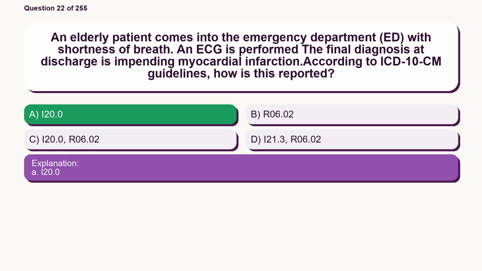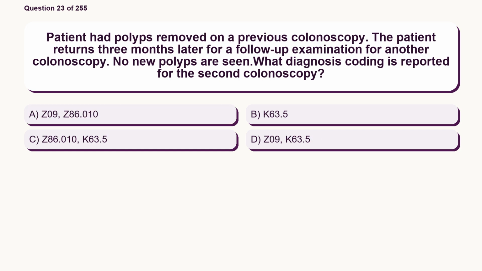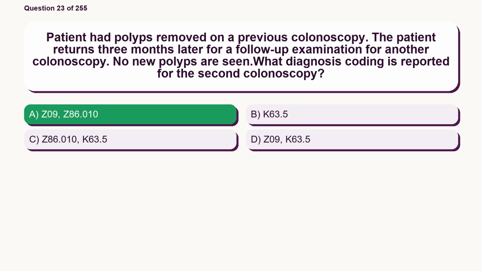A, I20.0. Question 23. Patient had polyps removed on a previous colonoscopy. The patient returns 3 months later for a follow-up examination for another colonoscopy. No new polyps are seen. What diagnosis coding is reported for the second colonoscopy? Option A, Z09, Z86.010. Option B, K63.5. Option C, Z86.010, K63.5. Option D, Z09, K63.5. The correct answer is option A, Z09, Z86.010.